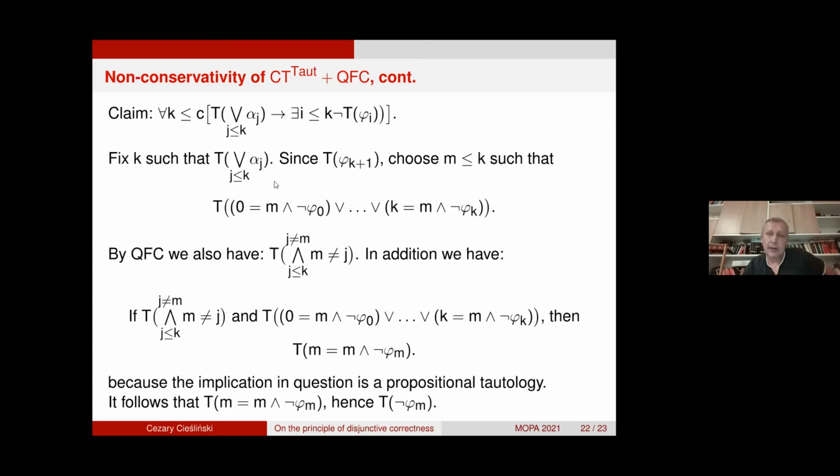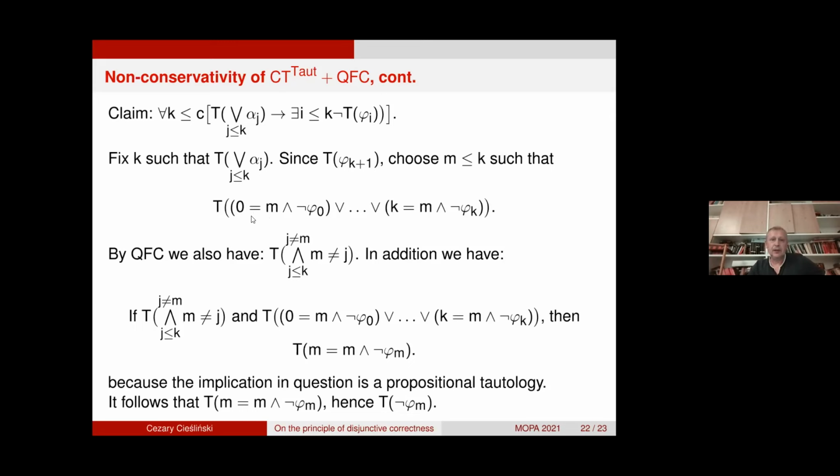Okay, so what happens here? We fix k such that the antecedent of the implication which we are trying to prove holds. So the disjunction of alpha days up to k, assume that this is true. And we know from the previous part that the phi sentences are true, in particular phi k plus 1 is true. Phi k plus 1 is an implication which has this antecedent. The consequent is an existential statement, so we can instantiate: there is an x such that proves m.